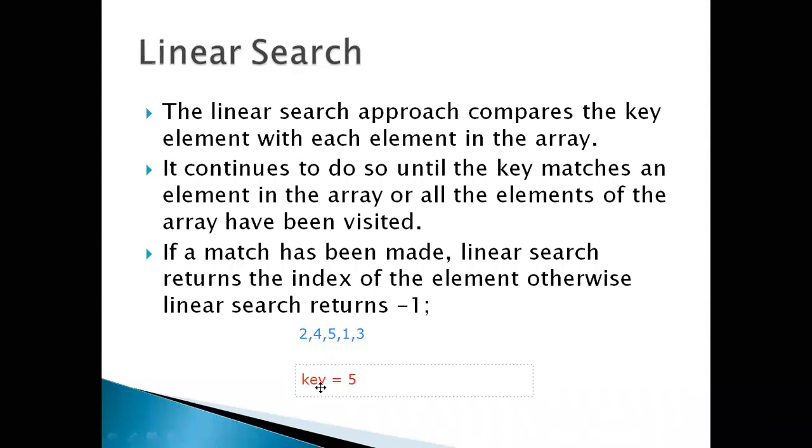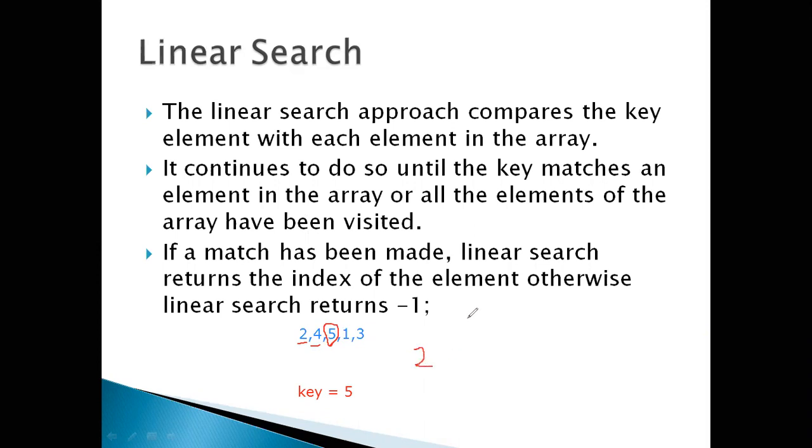Now what will linear search do? First we will check the first element. Is this 2 equal to 5? No. Then we will check the second element. Is this number equal to 5? No. Then we check the third element. Is this number equal to 5? Yes. So the linear search method will return the value 2.